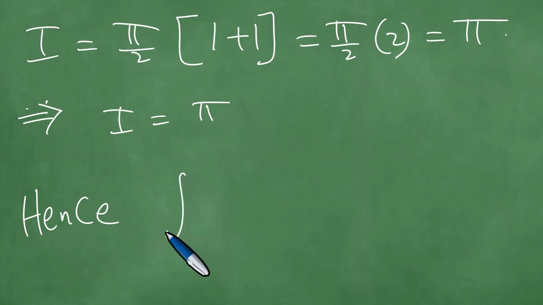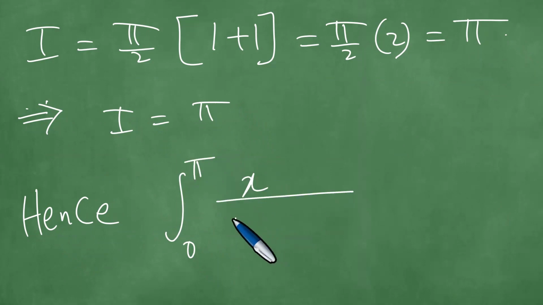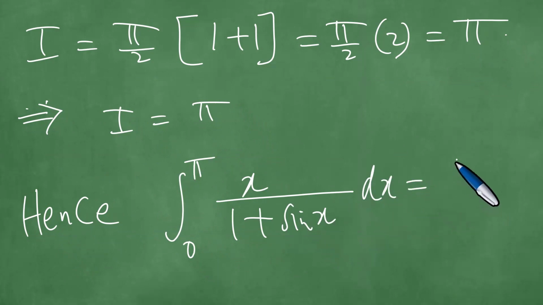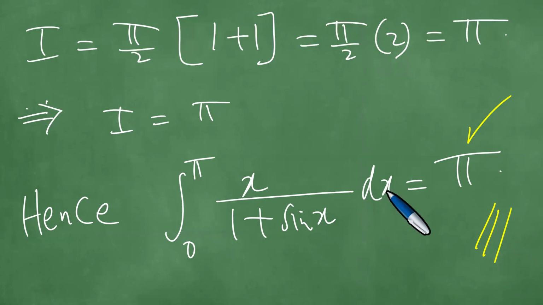Hence, the integral from 0 to pi of x over 1 plus sine x dx is pi. We have evaluated this integral, and this integral is pi. And we're done solving this particular problem in a step-by-step fashion. It is exciting to have solved this.